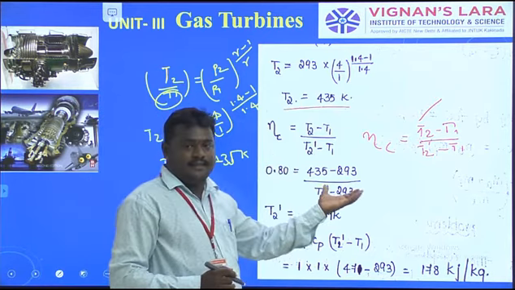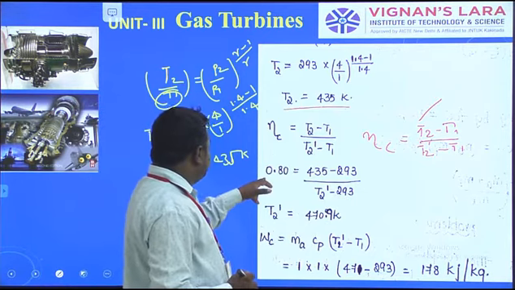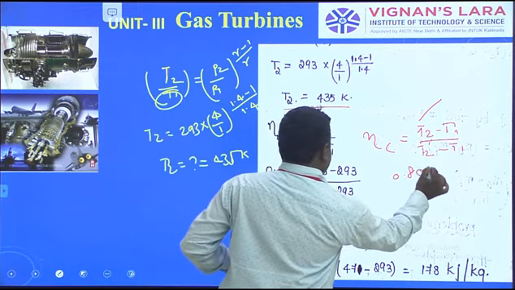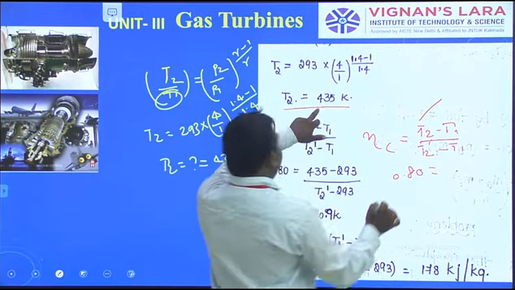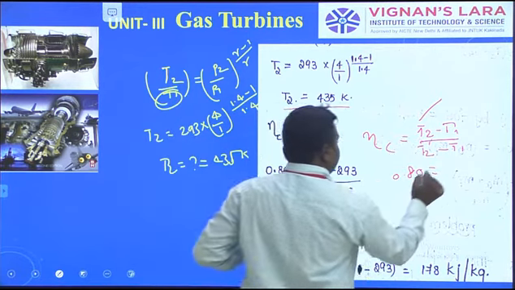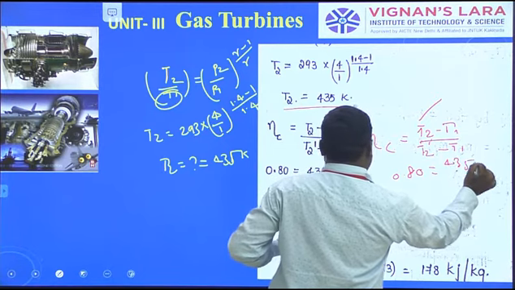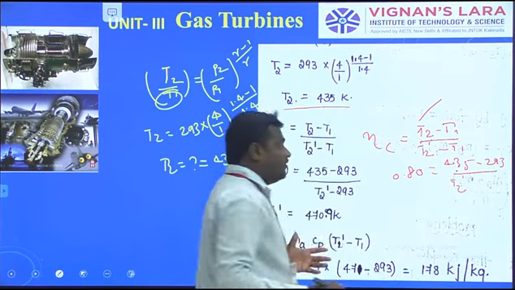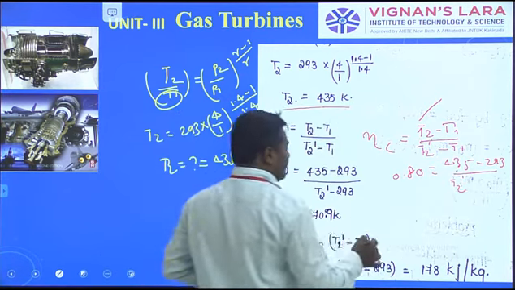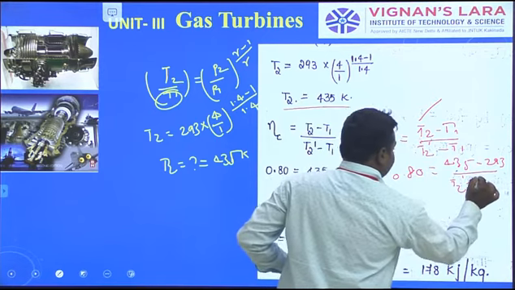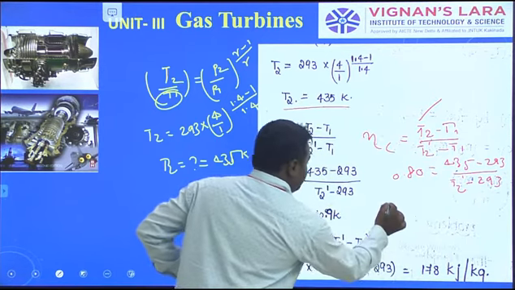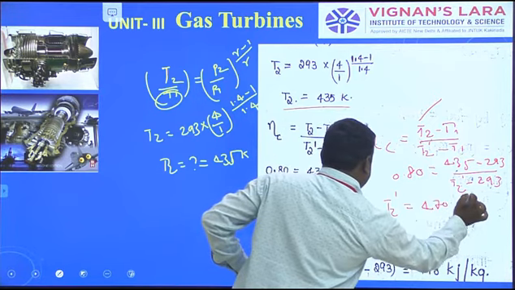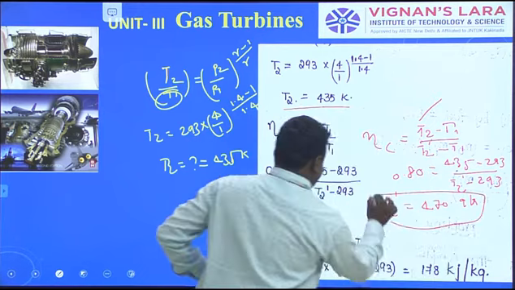This is the thermal efficiency of the compressor. So here 0.80 equals T2, which we already have, 435 minus 293, by T2 dash, which we don't know. So we are finding the T2 dash value. Then minus 293. Then finally we get the T2 dash value, that is 470.9 Kelvin.